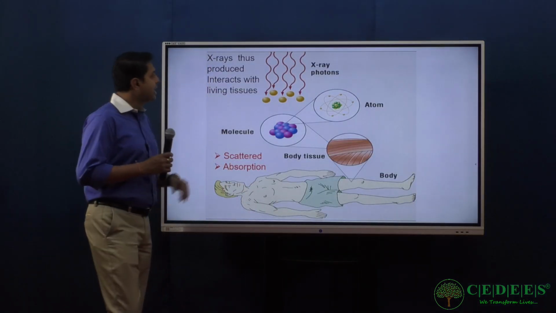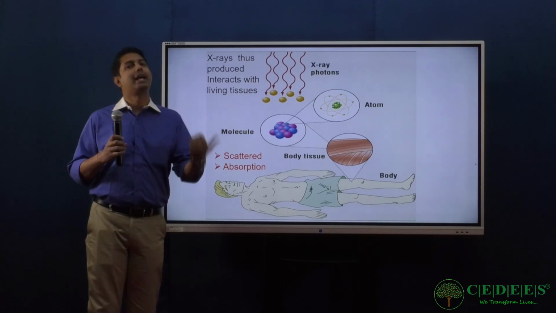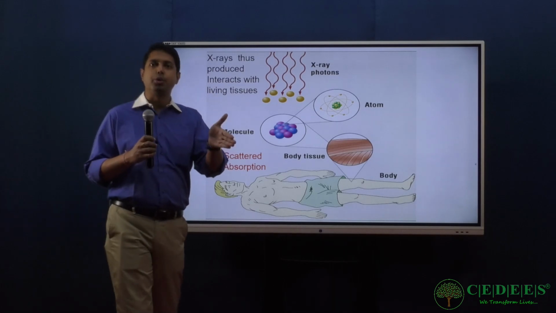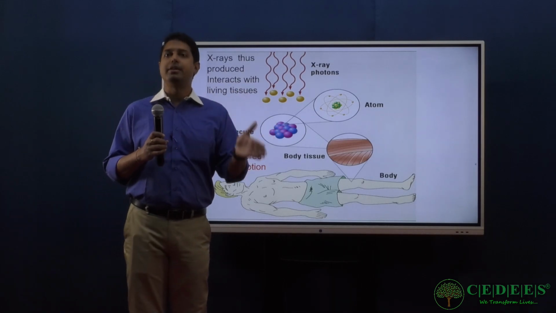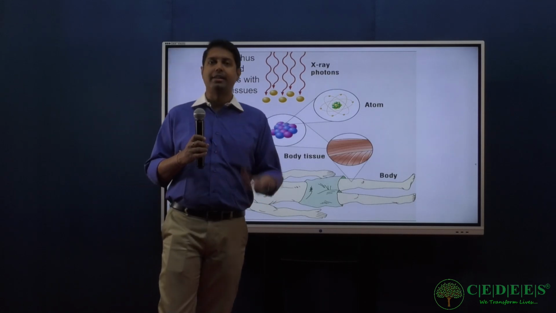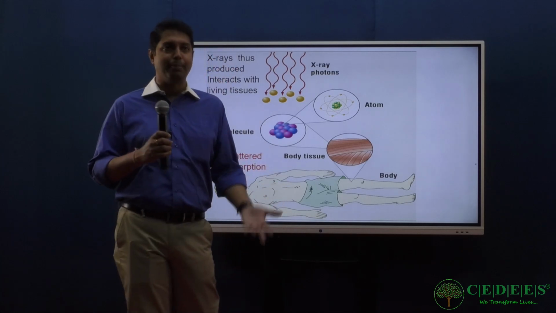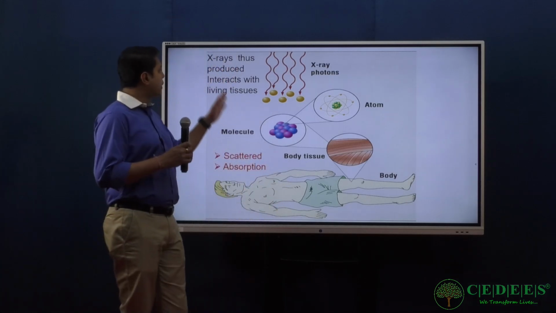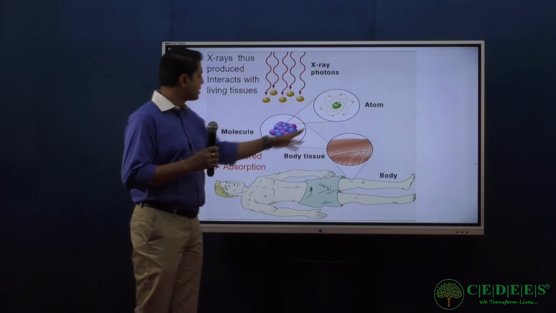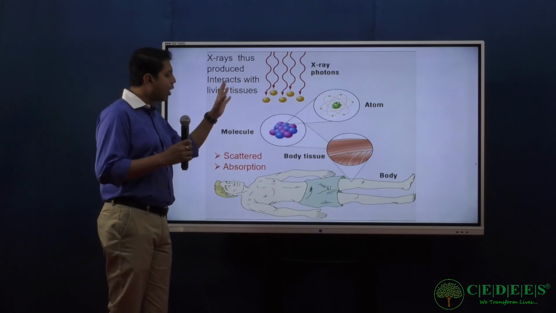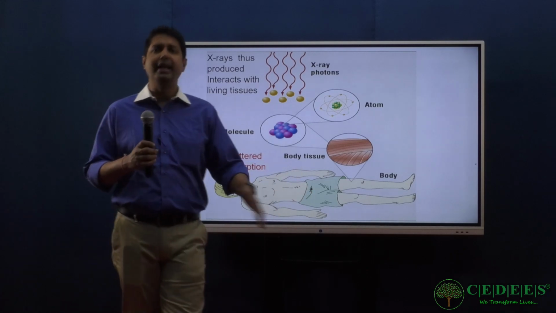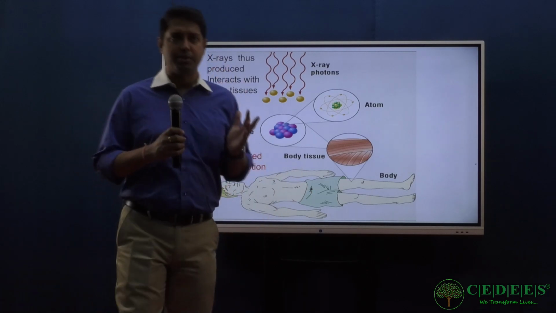So now, X-rays thus produced, where are they produced? Within the X-ray tube. They pass through the filter, isn't it? So what does the filter do? It filters out the low energy photons and allows only the high energy X-ray photons to pass through, so that film fogging can be prevented. Then it interacts with the living tissues. Finally, these X-ray photons interact with the body. Although I have shown a picture of a full body, we are concerned only about the head and neck region, isn't it?